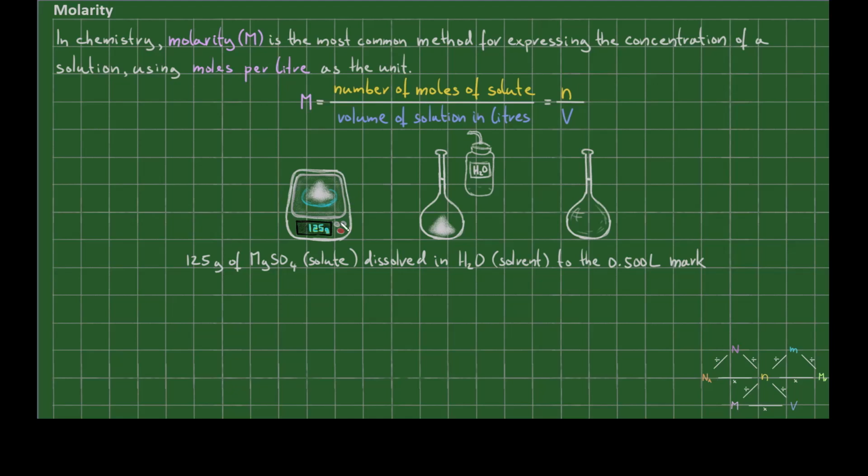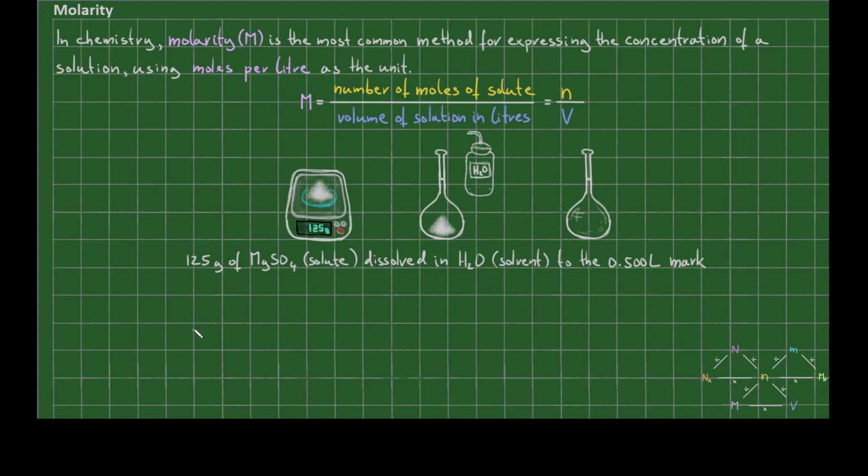I have carefully weighed out 125 grams of magnesium sulfate, placed it in a volumetric flask, and then dissolved it in water. The magnesium sulfate is the solute, while water is the solvent. And as a result, I have created a magnesium sulfate solution. Once the magnesium sulfate was dissolved, I have added enough water all the way up to the 0.500 liter mark. The question now might be, what is the molarity of this solution?